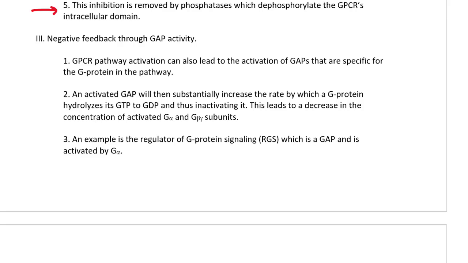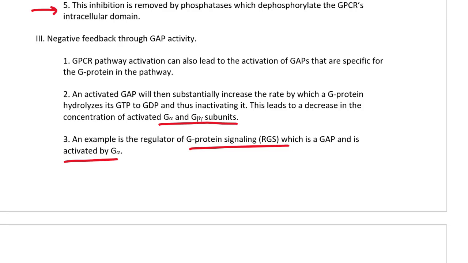An activated GAP will then substantially increase the rate by which a G protein hydrolyzes its GTP to GDP and thus inactivating it. This leads to a decrease in concentration of activated G-alpha and G-beta gamma. Because once a G-alpha subunit has hydrolyzed a GTP to GDP and it's inactive, it will go on to bind the beta gamma subunit, and the beta gamma subunit becomes inactive when it's bound to the alpha subunit. And you get the formation of the trimeric G protein again. An example is the regulator of G protein signaling, RGS, which is a GAP and is activated by G alpha.